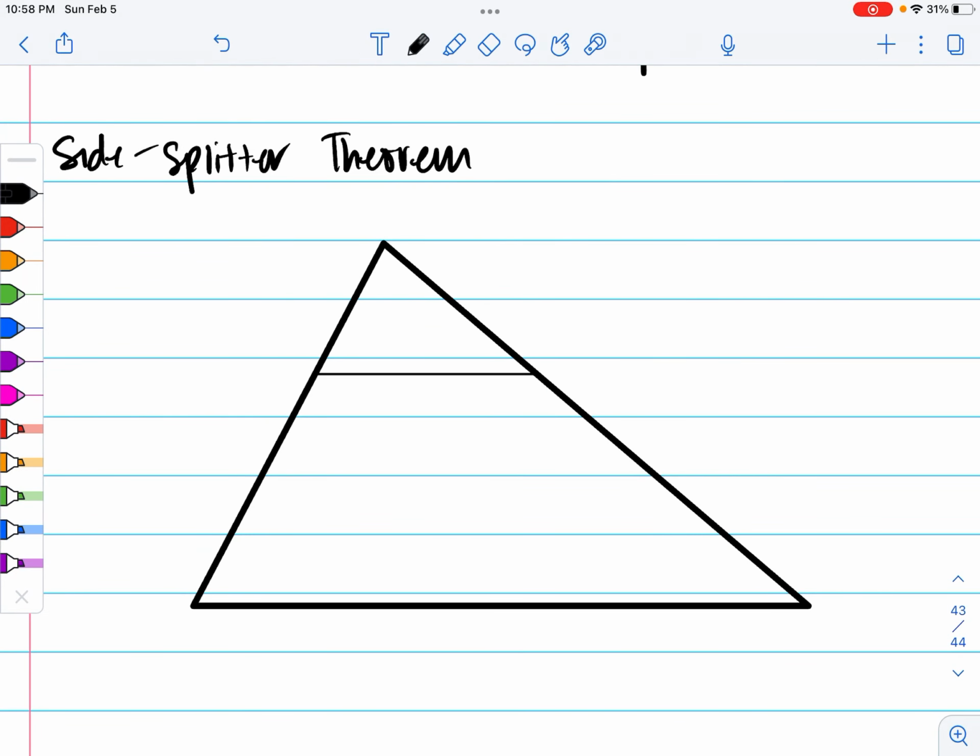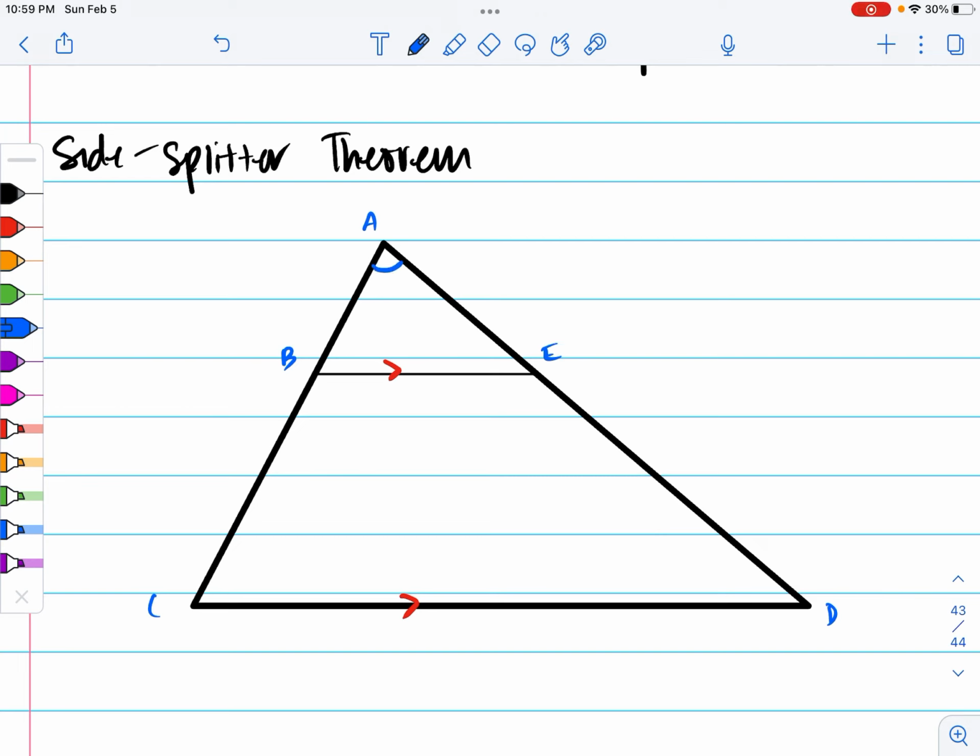If you notice, we actually have a set of parallel lines here. These two lines are parallel. Let's label this in blue: A, B, C, D, and E.